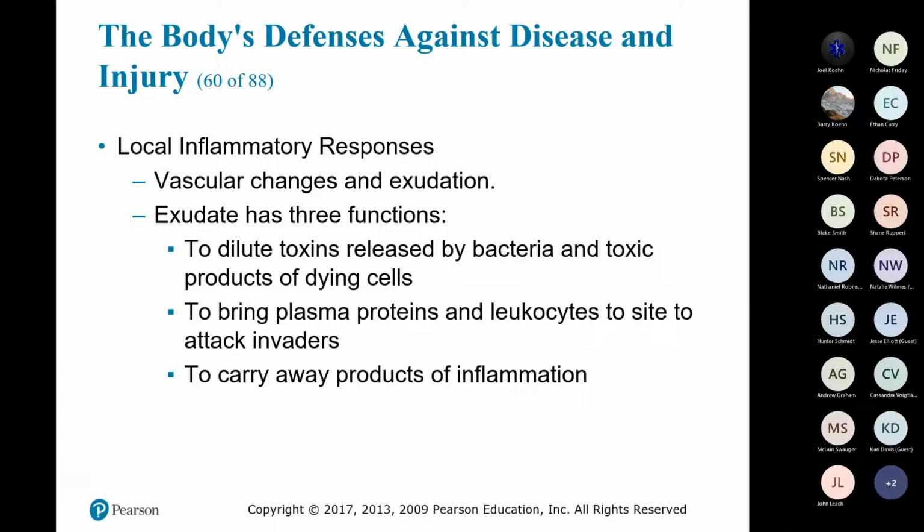Exudation, if you hear that term in the future, it's to dilute toxins, essentially, and bring white blood cells to the site of injury. If you notice, there are so many different mediators or so many different types of cells whose job is literally just to identify that something is wrong and bring attacker cells to the site. It's just how our body works. We have a fail-safe for everything.